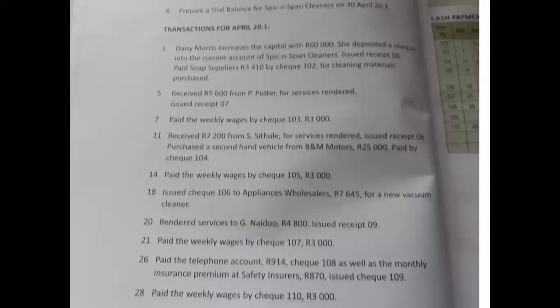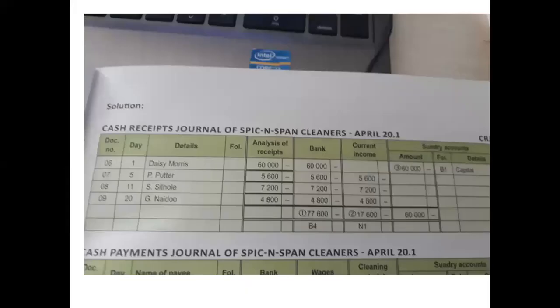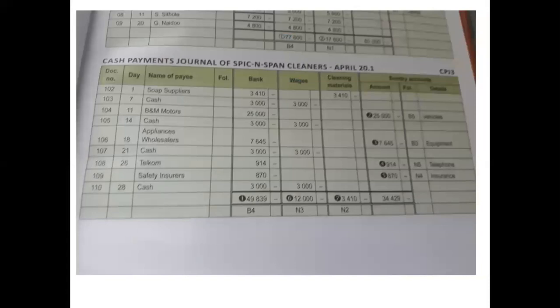On the 14th, paid the weekly wages by check 105 for 3,000 Rand. So it's again a wages transaction. Please take note, there's no name. So remember, if there's not a name, what must you write? The word cash. So it's going to the CPJ. So there on the 14th, check 105. As I said, no name there. So you write the word cash, 3,000 Rand in bank, and 3,000 Rand in the wages column.